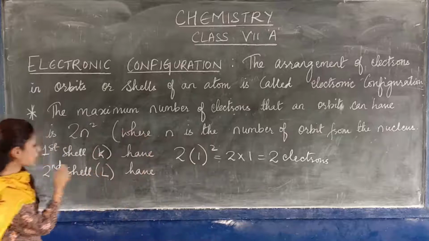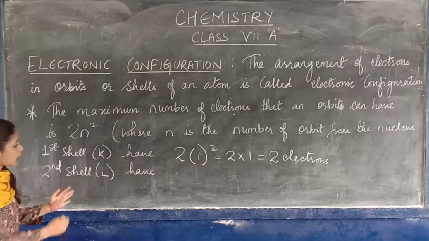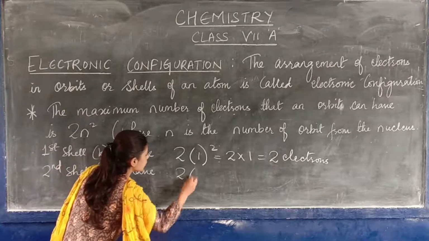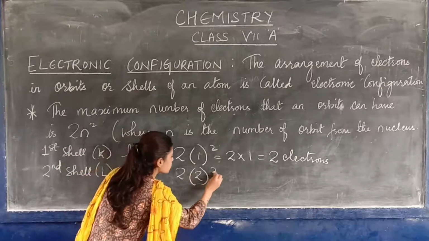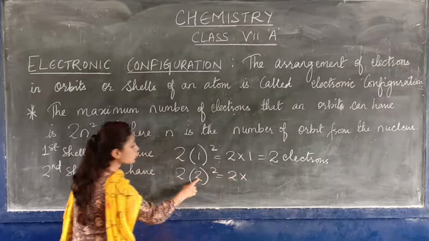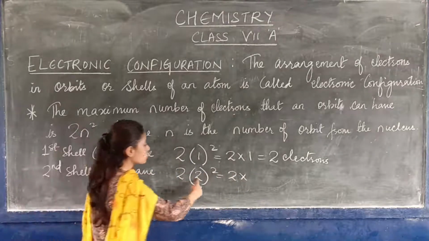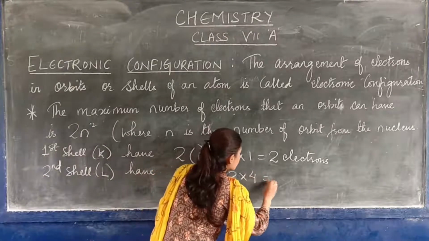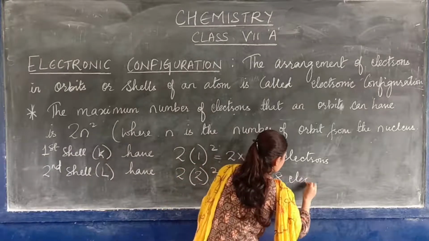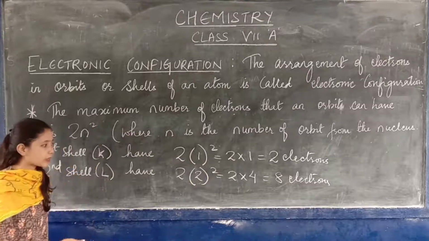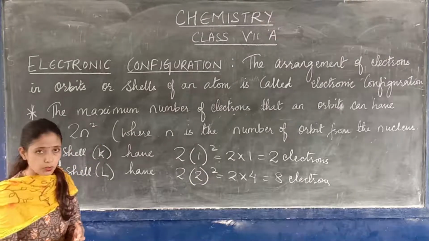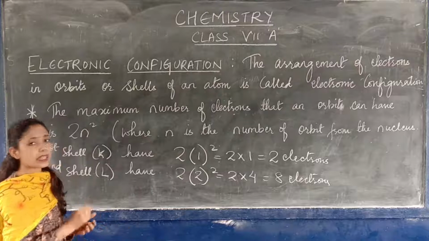Now the second cell, which is L. The second cell will have 2 into, in place of n, 2 square. So 2 into 2 square means 2 into 4. So 2 fours are 8 electrons. So the second cell can hold 8 electrons. That means the maximum electrons that the second cell can hold is 8 electrons.